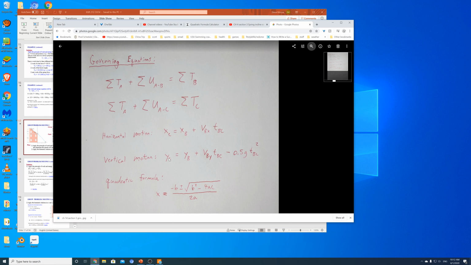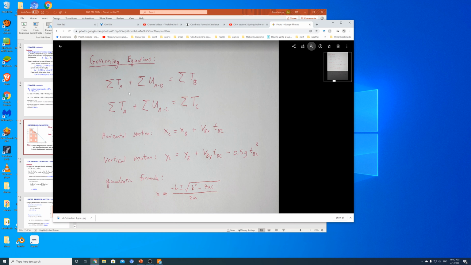We'll use that as our reference point. And then when we find that and we get this equation, what we recognize is that this TBC is the only thing we don't know. So we could solve this equation for TBC, plug back into here, and then figure out what our position is in the x direction.